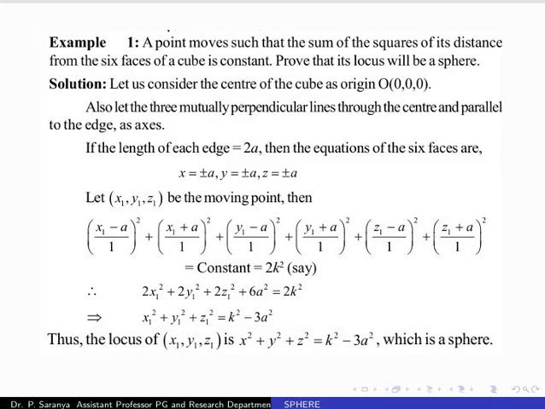Therefore, 2x1 square plus 2y1 square plus 2z1 square plus 6a square equal to 2k square, which implies x1 square plus y1 square plus z1 square is equal to k square minus 3a square. Thus, the locus of x1, y1, z1 is x square plus y square plus z square equal to k square minus 3a square, which is a sphere.